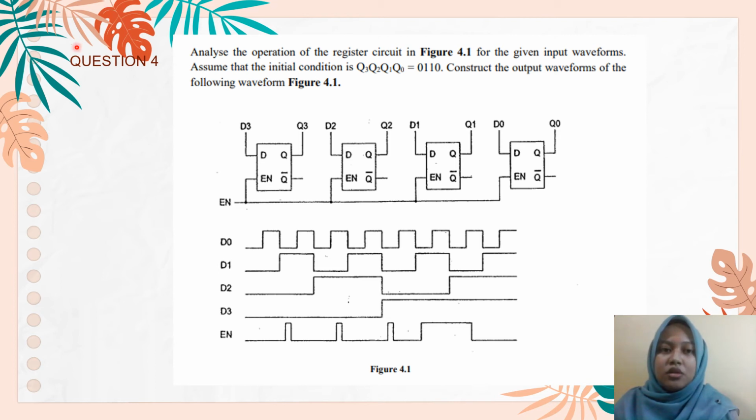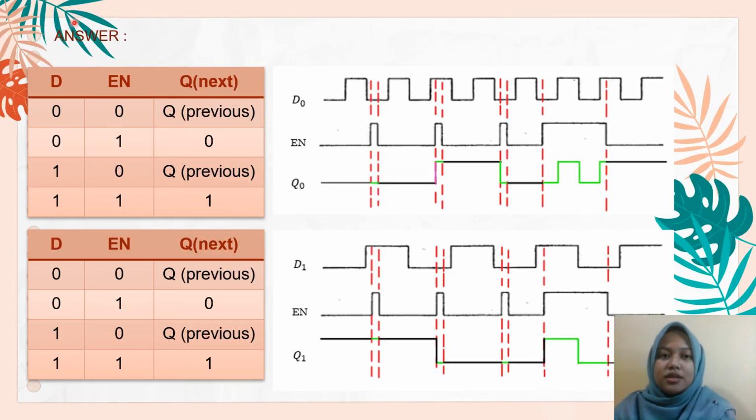Okay, for question 4, the last question, analyze the operation of the register circuit in figure 4.1 for the given input waveform, and assume that the initial condition is Q3 Q2 Q1 Q0 equal to 0110. Construct the output waveform for the following waveform in figure 4.1 for this register circuit. Okay, the answer for question 4 is D and enable.